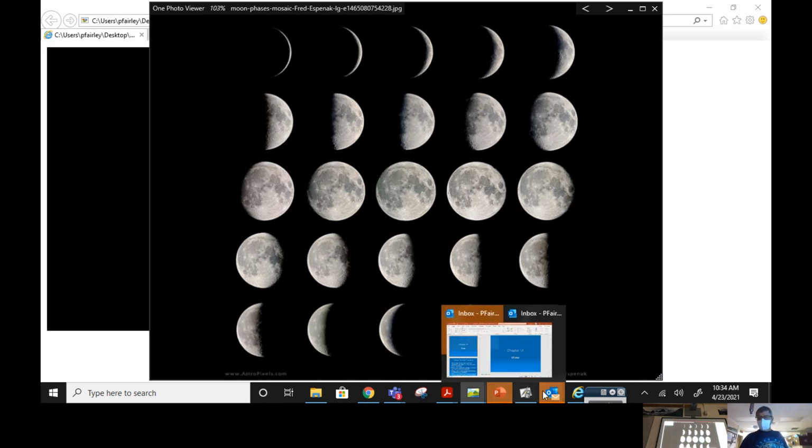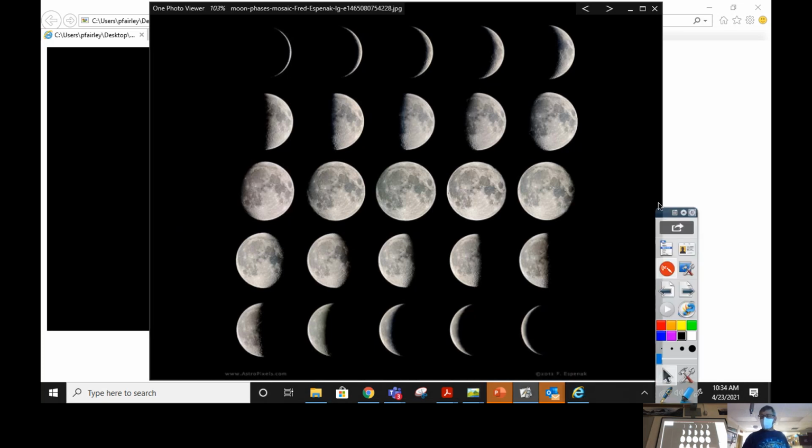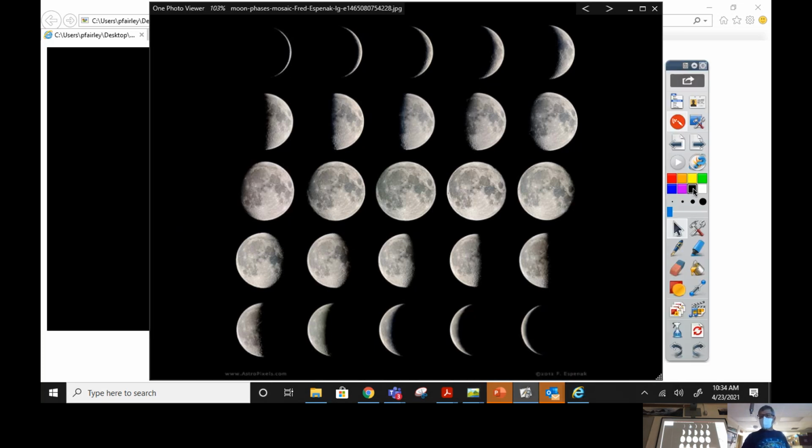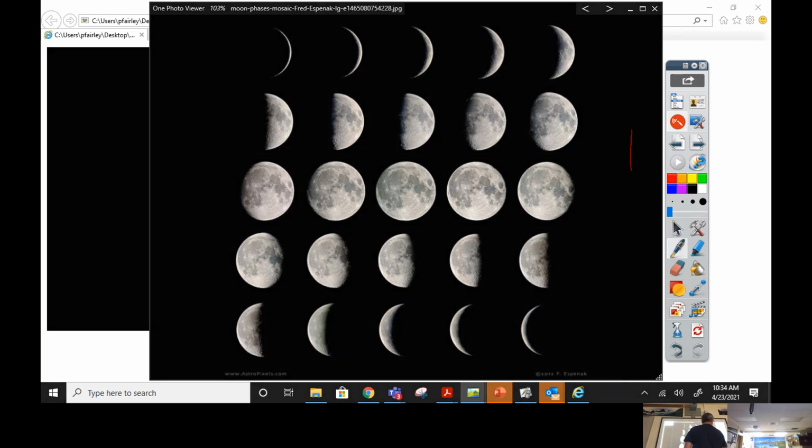So let me see, I'm going to grab a pen here. I think I'll use black. That would work the best. So this a little bigger. Okay. So what happens as it moves into Earth's shadow, we start off taking a chunk out of it like that.